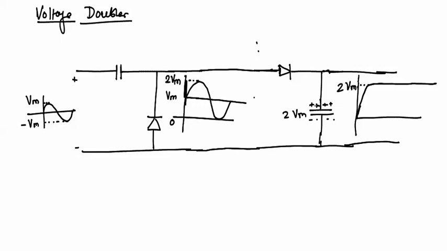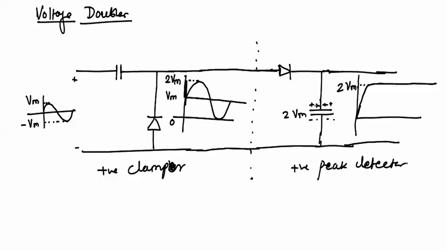This circuit has a combination of two. This one is a positive clamper, which is used to clamp the input waveform so that its peak value can be doubled up to 2 Vm, and this positive peak detector is used to hold the positive peak of the waveform which is appearing across its input terminals.